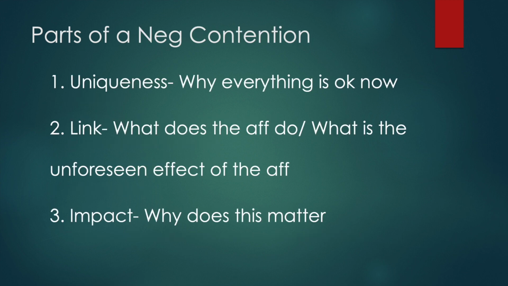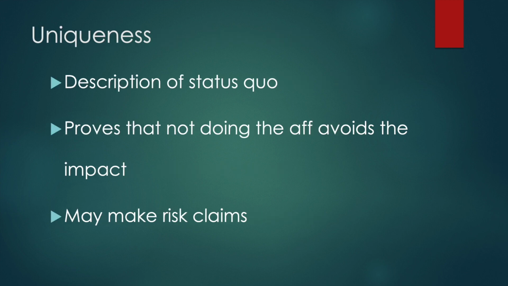So these are the exact same parts, uniqueness, link, impact, but there's a little bit of a different contextualization. So the uniqueness for a neg contention is most often why everything is okay now. The link is what the AF does or what an unforeseen effect of the AF might be, and the impact is why it matters. So the uniqueness is still a description of the status quo, but it proves that not doing the AF avoids the impact. It proves that the status quo is somewhat acceptable, right?